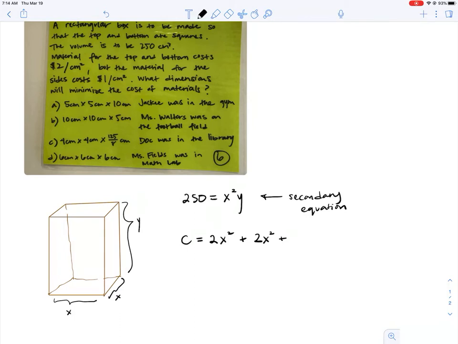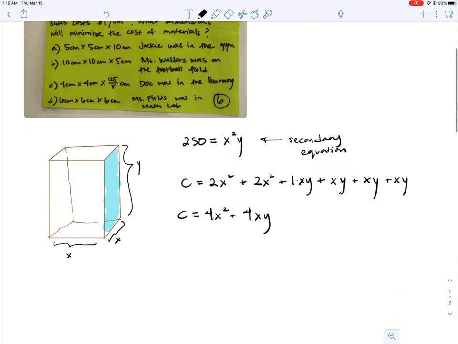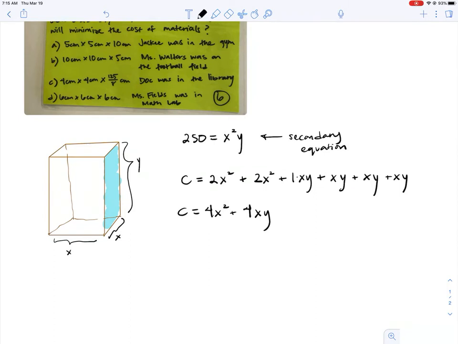And the cost of one of the sides, so let's say just the cost of this side right here, would be $1 times the area of that side. Well, the area of that side would be XY. So that would be $1 times XY. And then there's 4 of those sides. So plus XY plus XY plus XY. So if we simplify that, our cost equation would be 4X squared plus 4XY. And we can't take the derivative yet. This is our optimization equation.